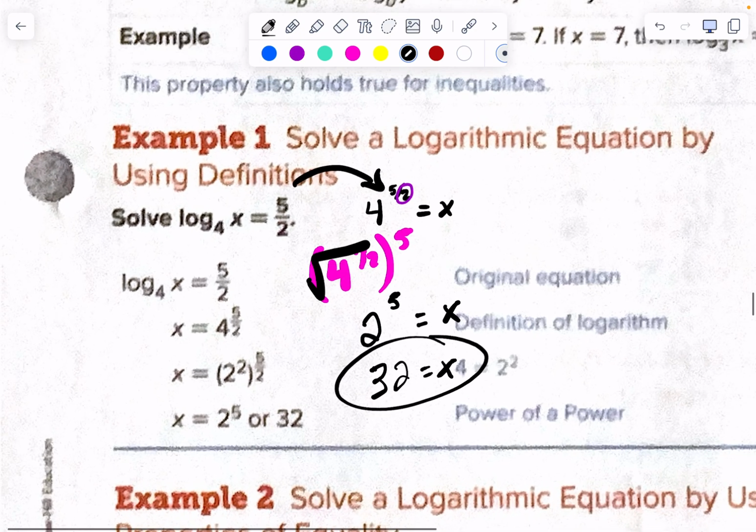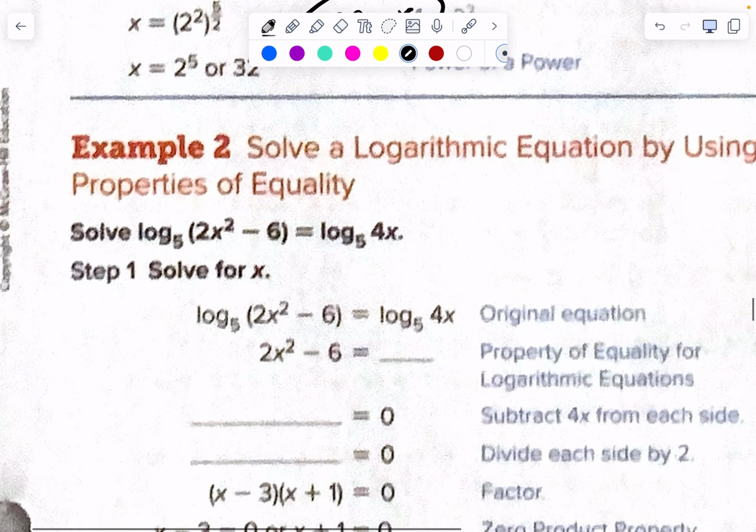So when we are in log land and we cannot solve anything else, that's rule number 1. We're going to come back to that at the end of the chapter, every section till we get to the end of the chapter. When you are stuck in log land, convert to exponential land. Let's go to example 2.